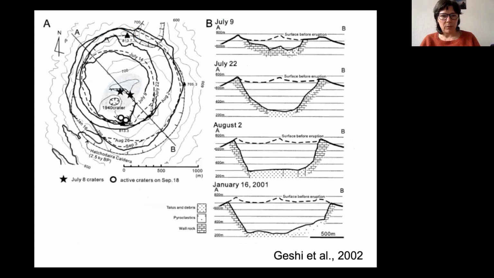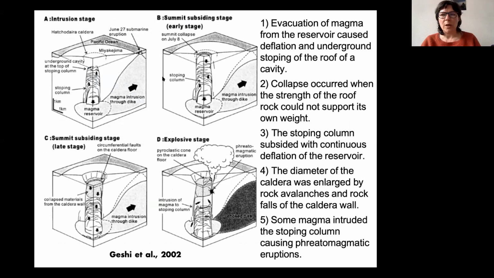So basically, how does the caldera collapse occur? Sometimes it's a very, very big magma chamber and shallow, and then everything just goes down almost at once. But if you have a smaller magma chamber and it's a bit deeper, then you see this phenomenon, that you form a cavity, and then the roof collapses on top of the cavity, and the cavity kind of migrates until you have the final moment and you have the collapse of the floor of the ground.